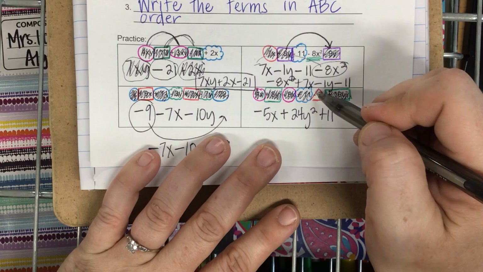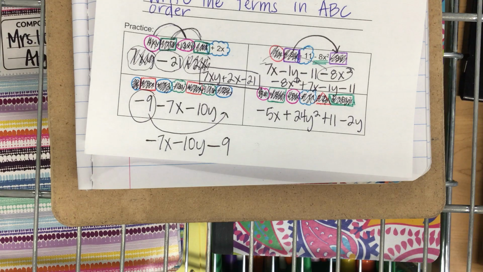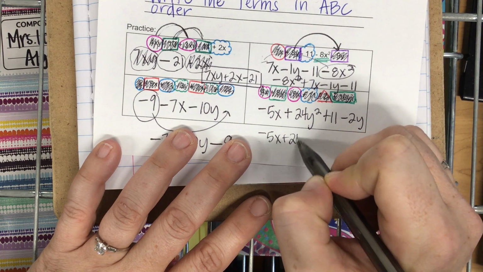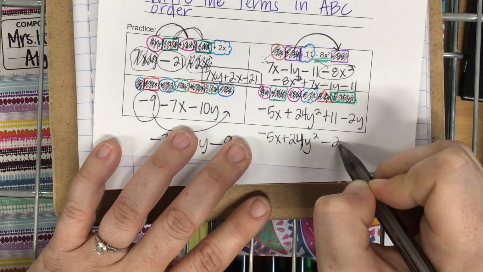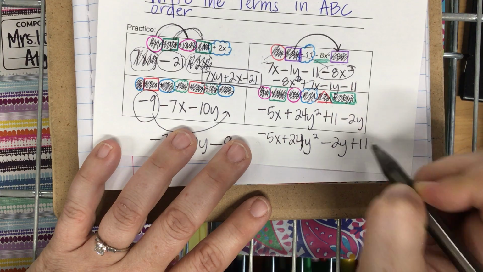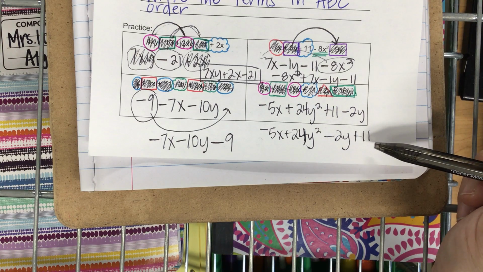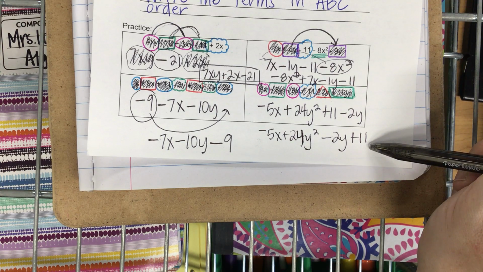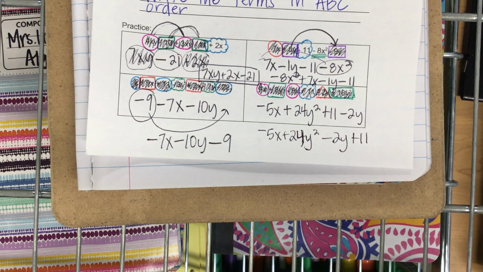Just like me. And then minus 2y doesn't have any friends. Is this in ABC order? I need to flip-flop something, right? I need to write negative 5x plus 24y squared minus 2y plus 11. Again, this is correct. We have to get into the practice of doing this for later on in the year. So we might as well start practicing now so that it's not a shock when we have to do it then.